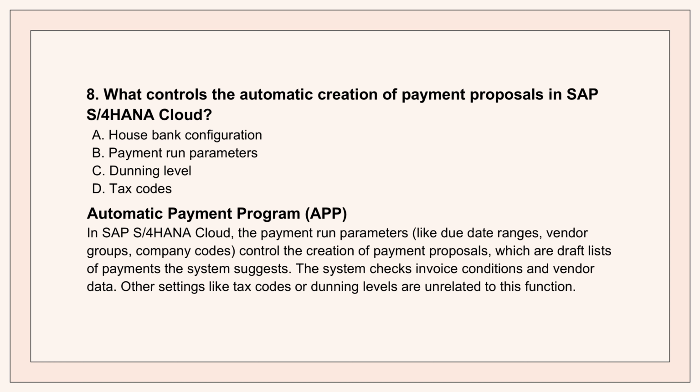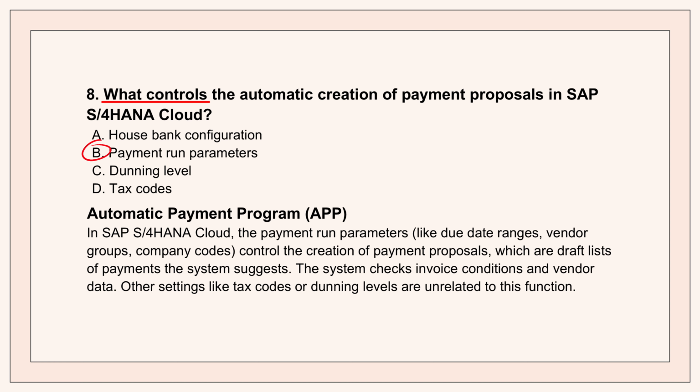Okay, next. Automatic creation of payment proposals. What controls this in S/4HANA Cloud? Ah, the payment run. F110 for those who know the old codes, though it's apps now. The options are A, house bank configuration, B, payment run parameters, C, dunning level, D, tax codes. The main control here is definitely B, payment run parameters.